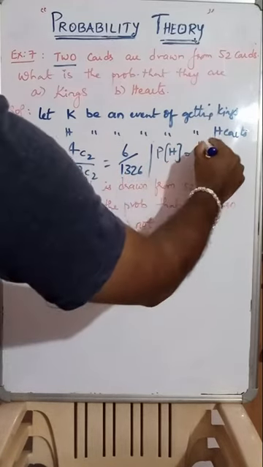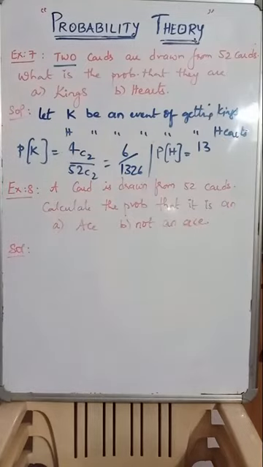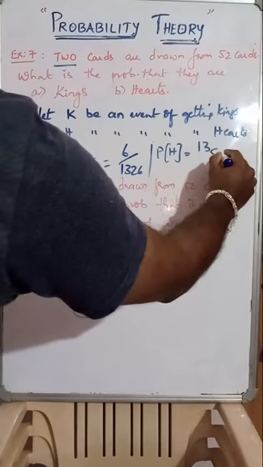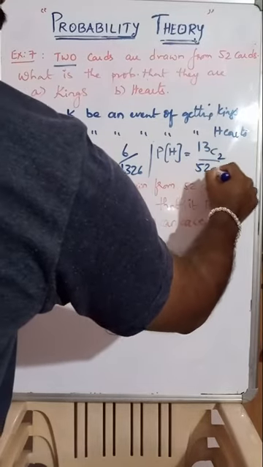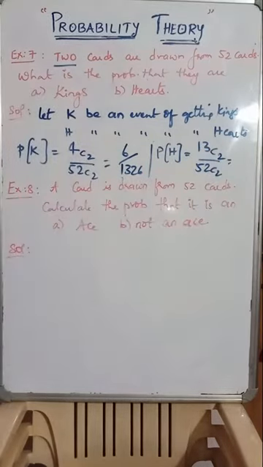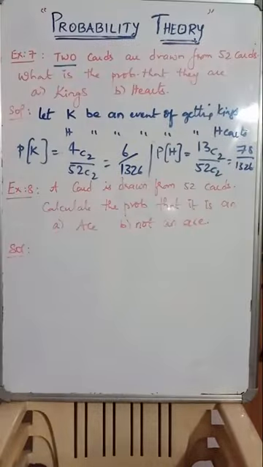Hearts, how many are there? 13 heart symbol cards will be there. Remember guys, in that 13, 2 were picked out of exhaustive cases 52C2. Now the final answer is 78. 13C2 is 78 divided by 1326. Clear? So here two cards are drawn.